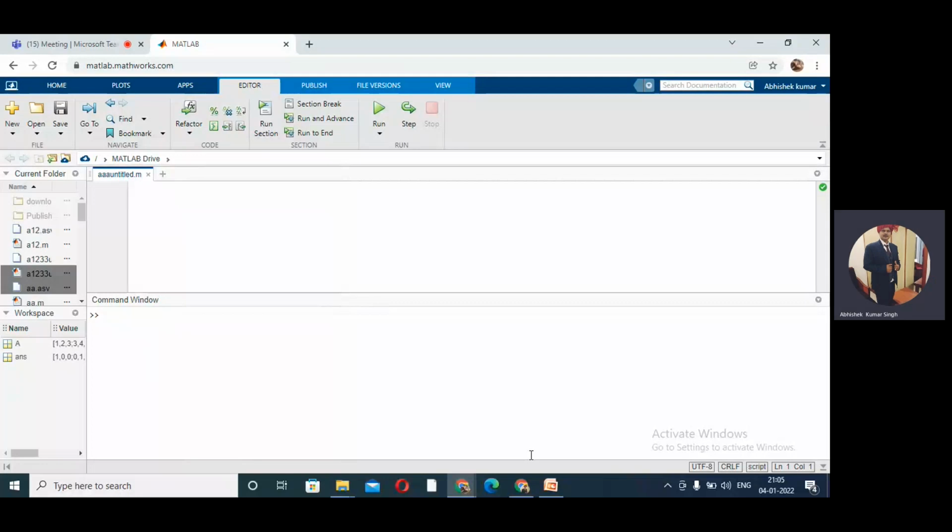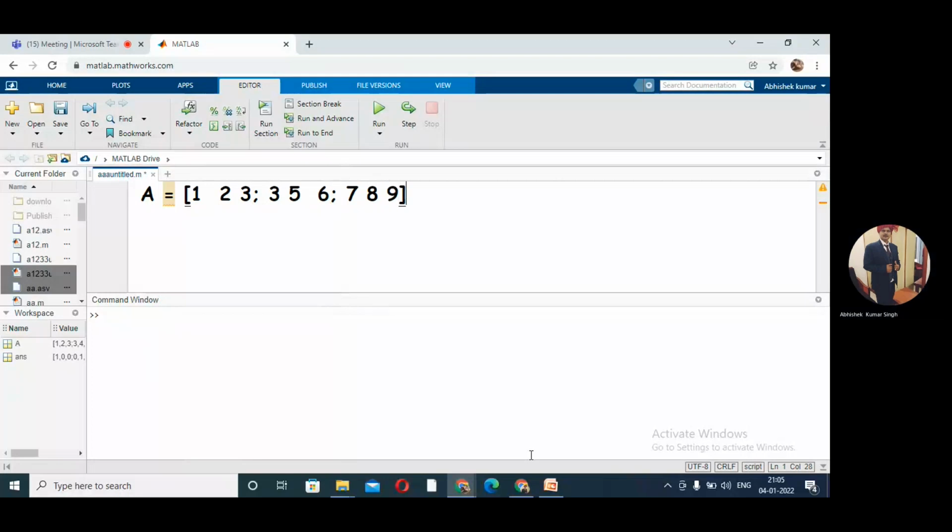Okay, let me write here. A is the given matrix. Suppose we have a 3 cross 3 matrix. Within the square bracket, we'll have the first row, that is 1 space 2 space 3 and semicolon. Second row 4 5 6. Third row 7 8 9. So this is the matrix.